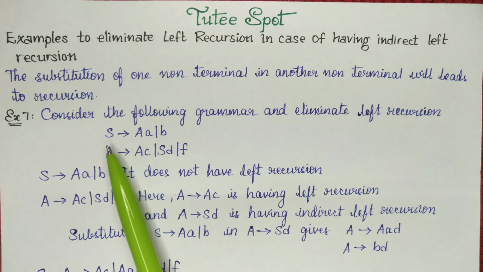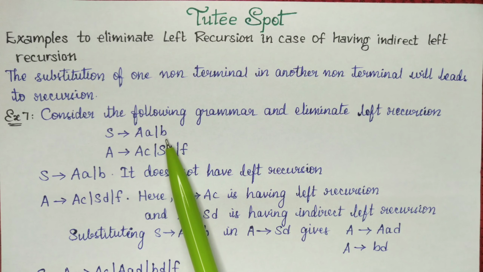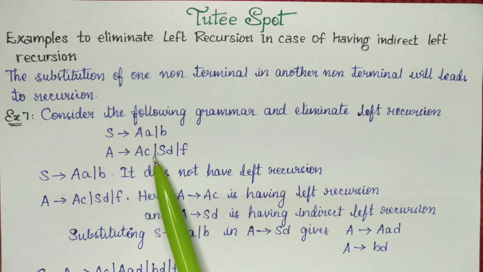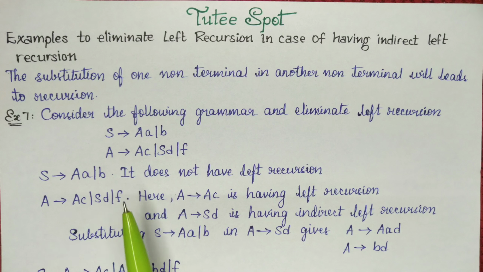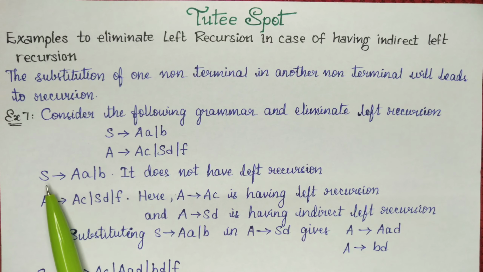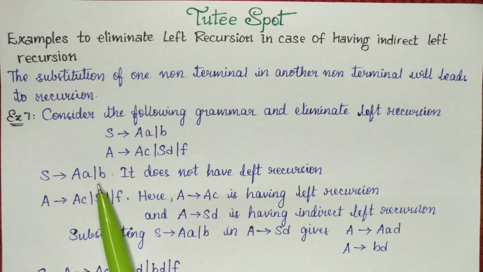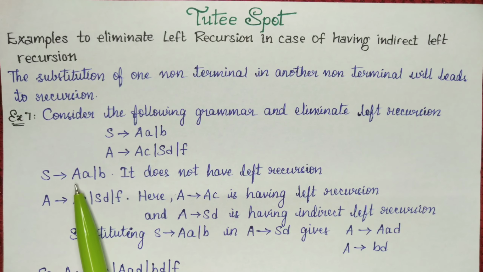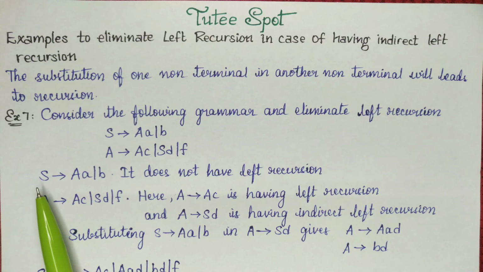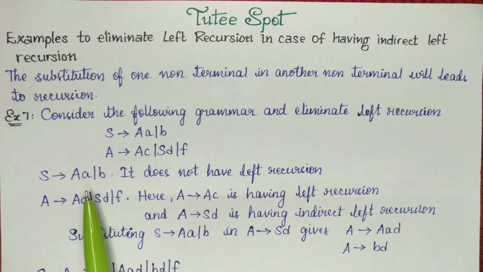Suppose the grammar is S produces capital A small a or B, and A produces AC or SD or F. So we have to eliminate left recursion for this. Let's take the first production, S produces Aa or B. Here the leftmost variable of the RHS is not equal to the LHS, so we don't have left recursion. The next production is A produces AC or SD or F. Here A produces AC has immediate left recursion, but A produces SD has indirect left recursion.